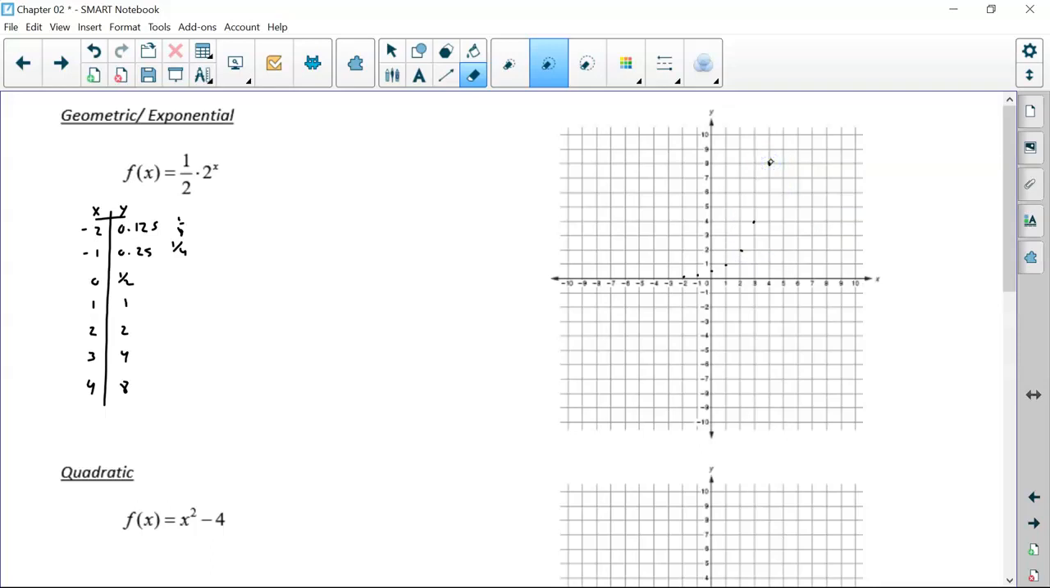Now these graphs have a horizontal asymptote. Exponentials have a horizontal asymptote, and this one is going to be at y equals 0. And because it's f of x, it's a function, we're going to sketch that with a curve, because it's continuous.